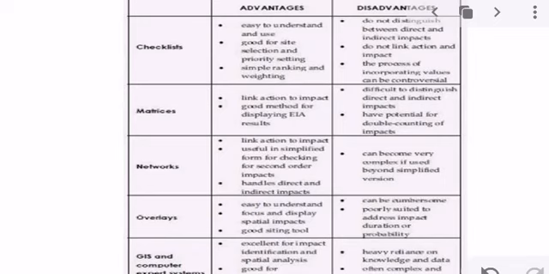And for overlay analysis, the disadvantage is that it is poorly suited to address impact duration. And about GIS or computer expert systems, these methods are often complex and expensive. So this is a brief about all the impact identification methods usually used.